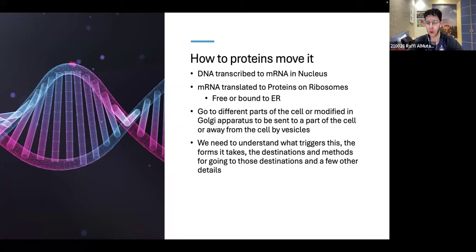For example, they can go to the Golgi, they can get modified, they can go into vesicles. And we talk about the difference between vesicle-mediated and free transports and a little bit of details on those. So we just need to talk about the triggers, what kind of forms it takes, and then some destinations that it goes to.